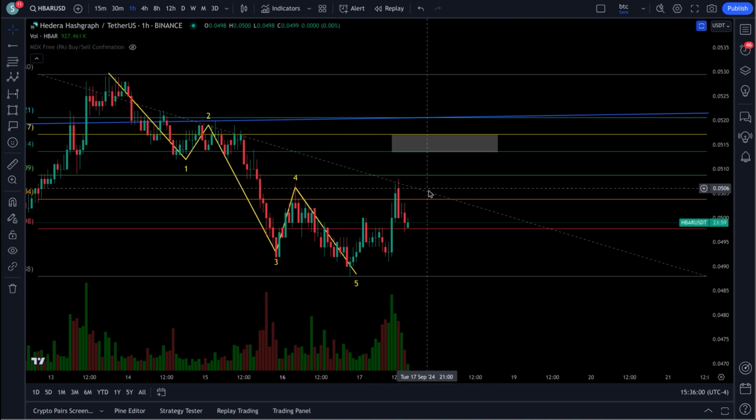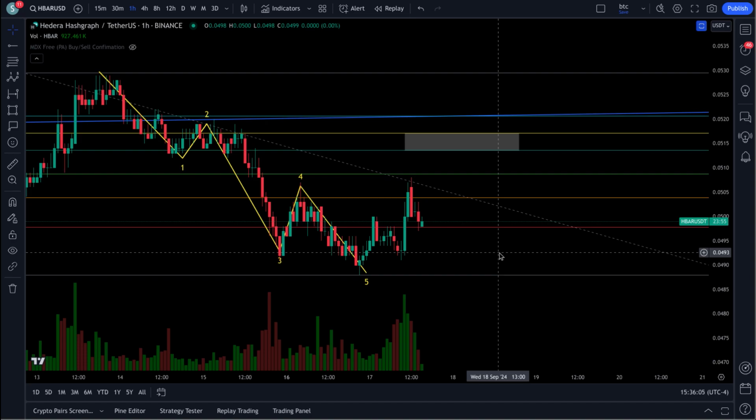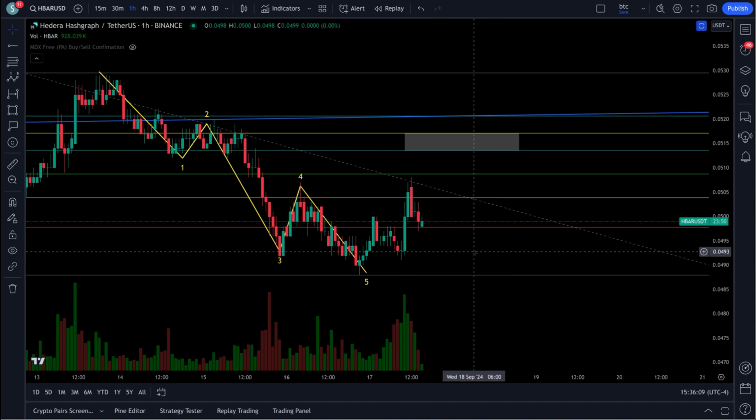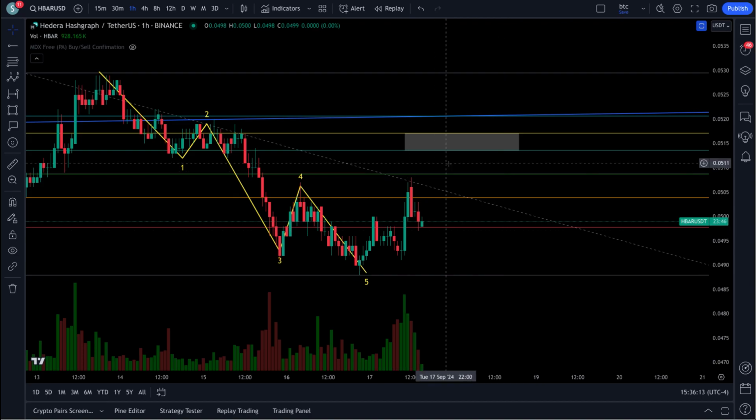I gave a target to the people in Discord over there. I put that out as a members only trade, an entry point, all that is in there. So keep an eye on Hedera, and watch for it to push up towards these levels here eventually, and then we'll see what happens after that.